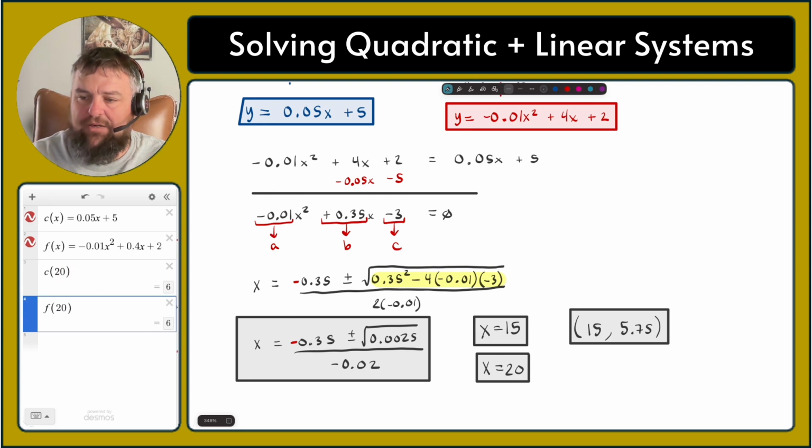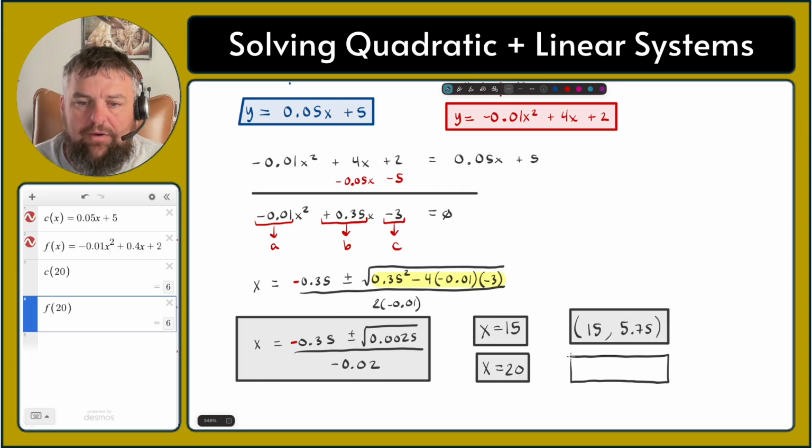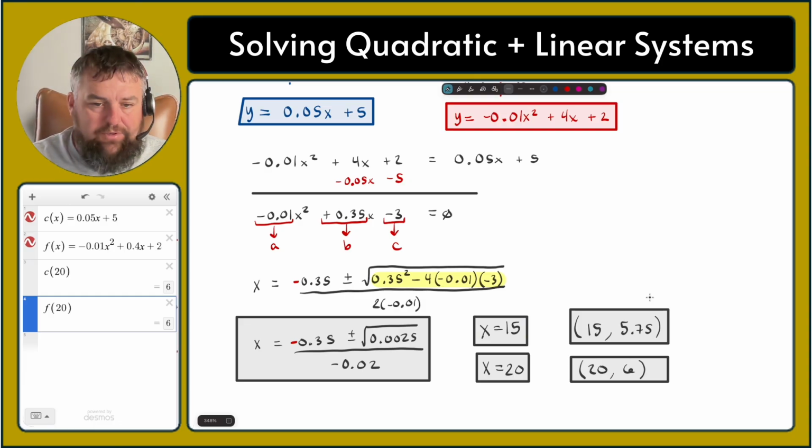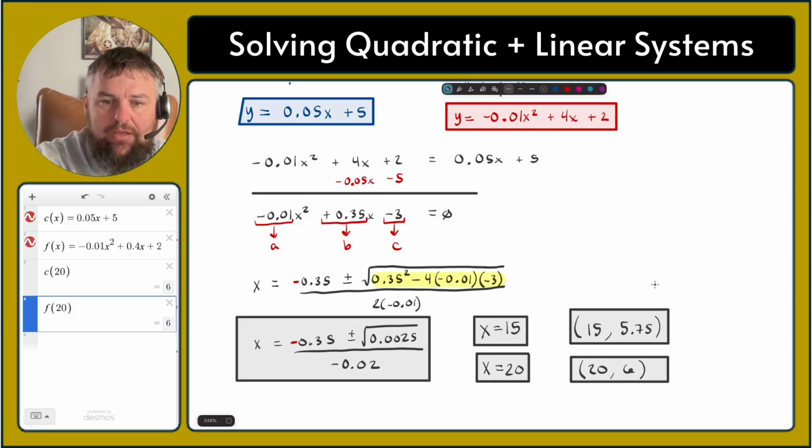And you can see at 20 miles, the aircraft is going to be at 6 miles in the air. So we're going to be at 20 and 6. All right, that covers it. This whole video is just on how we take a linear and quadratic system and figure out where they intersect. Okay, so thank you for watching, and I'll see you next time.